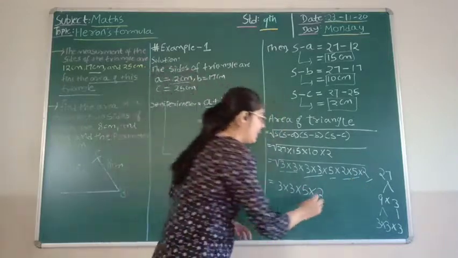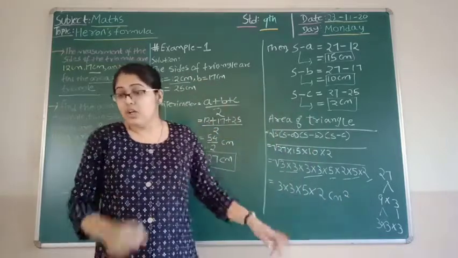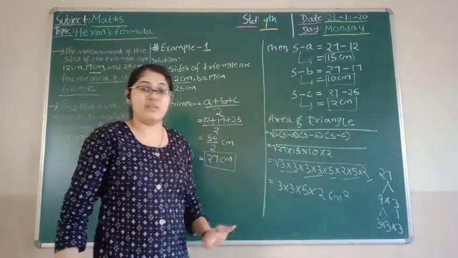And to this I can add the unit, centimeters. Why am I adding centimeters square? Because this is twice. So one of them I can add is a centimeter square.